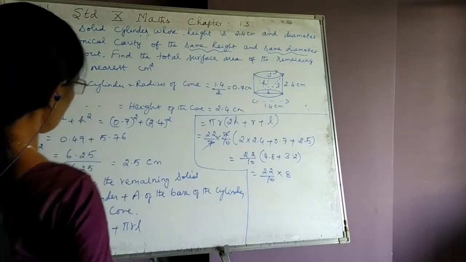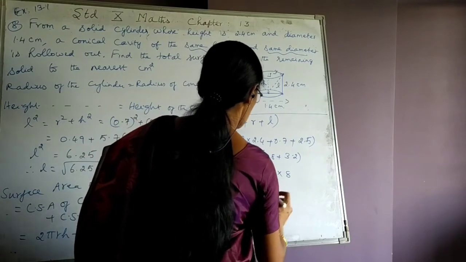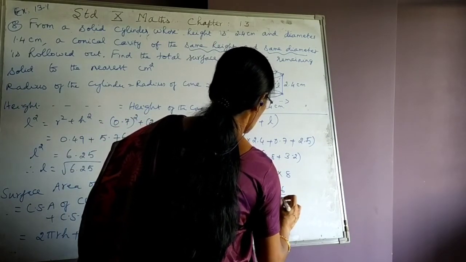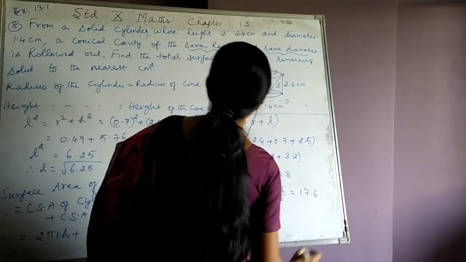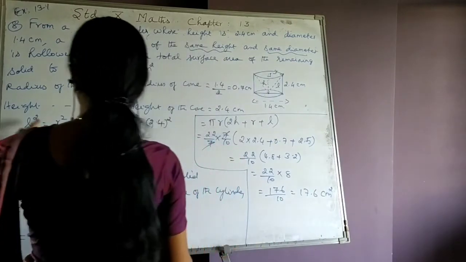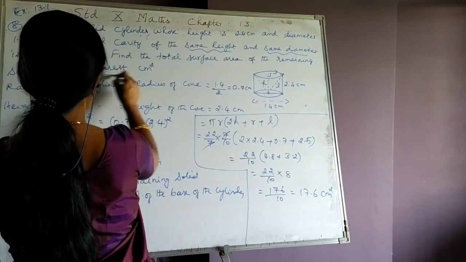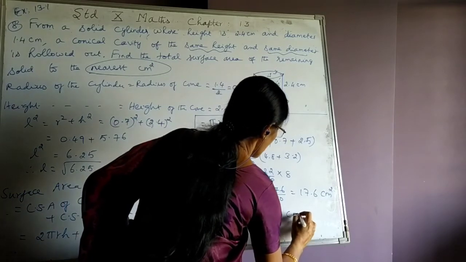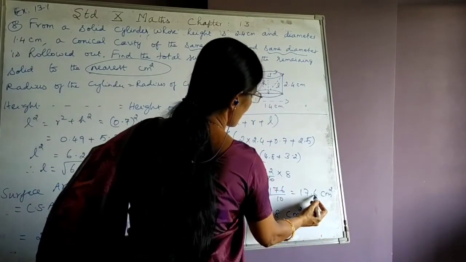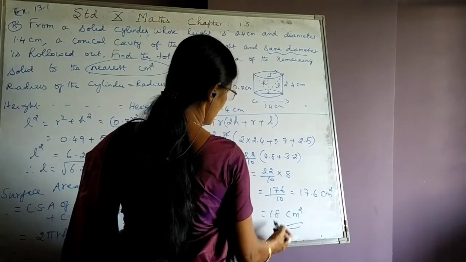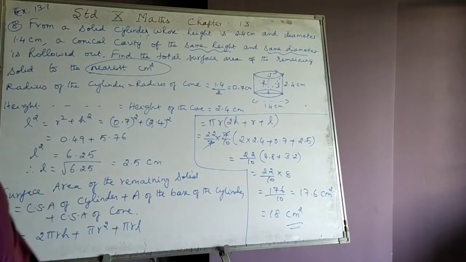Which is equal to 176 upon 10, 17.6 centimeter square. But we are asked to find to the nearest centimeter square. Therefore, we get 18 centimeter square, because this number is above 5 after the decimal point. Therefore, we make it as an integer as 18 centimeter square.